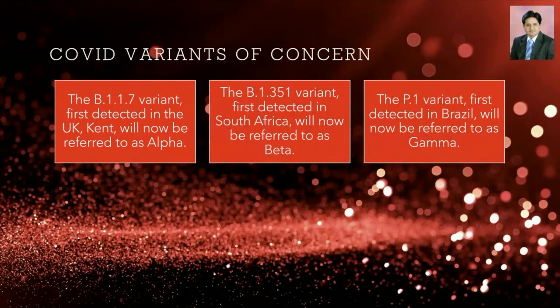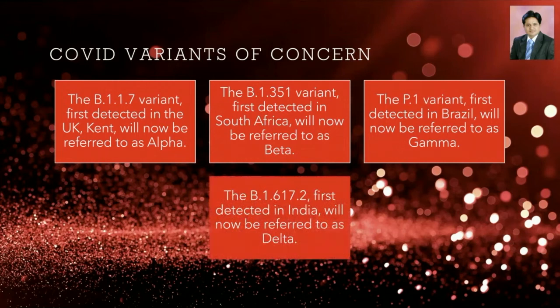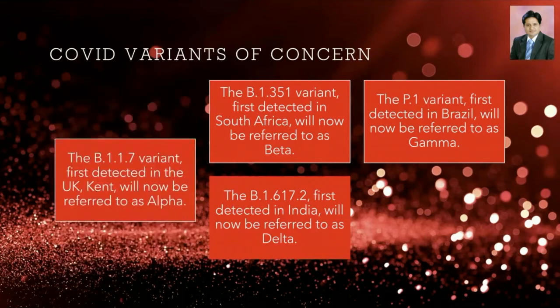The P.1 variant was detected in Brazil and is referred to as Gamma, and B.1.617.2 was detected in India and is referred to as Delta. However, Delta has undergone further mutation and is also referred to as Delta Plus.